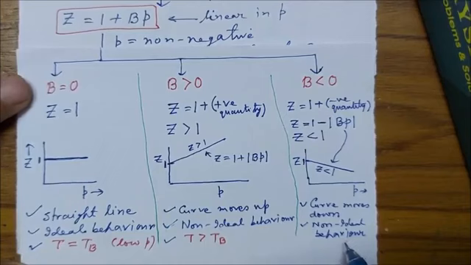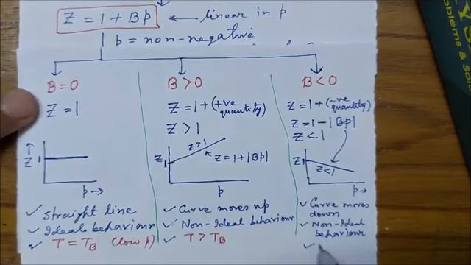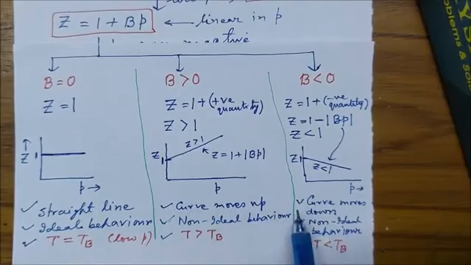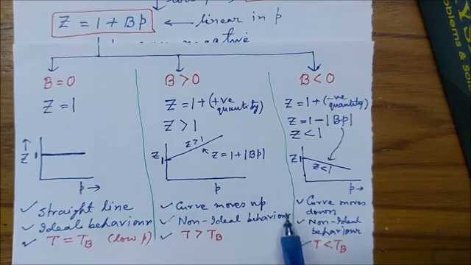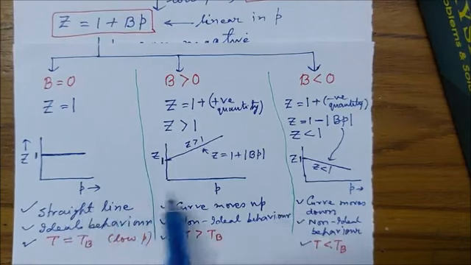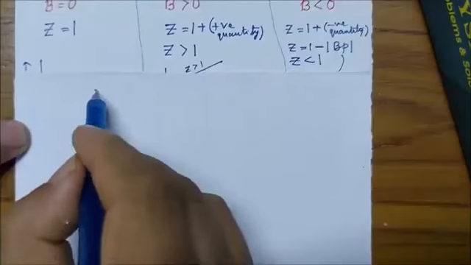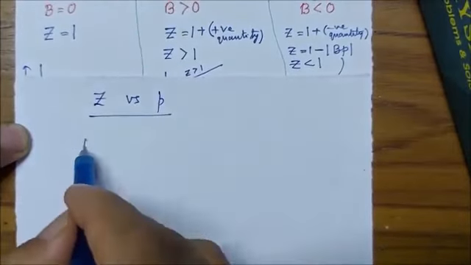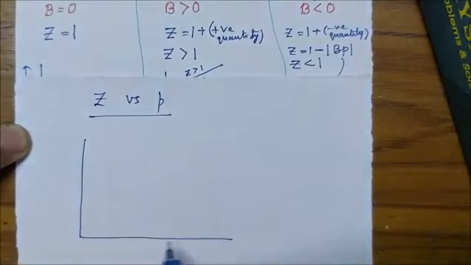And this occurs at t less than tb. To check whether or to justify these plots, let us show the general Z versus P plot, from which we will extract the low pressure part and compare with these plots. The general Z versus P plot is of this type.